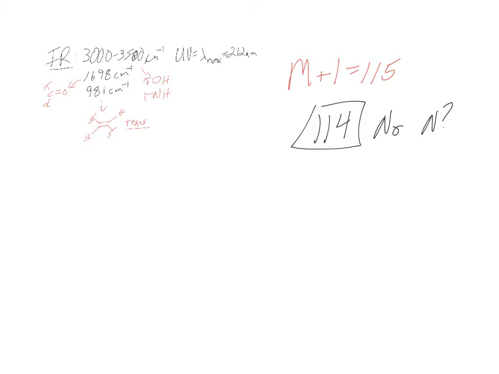So then, let's assume in our IR we have an OH. If OH is going to be one of our pieces, which I've circled in blue, let's subtract the mass of an oxygen and hydrogen from 114. That would be 17: oxygen is 16, hydrogen is 1.